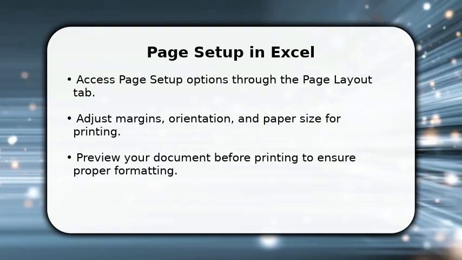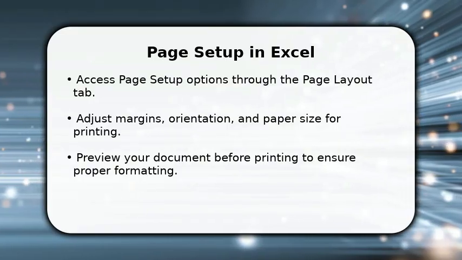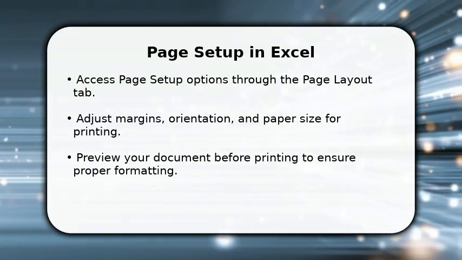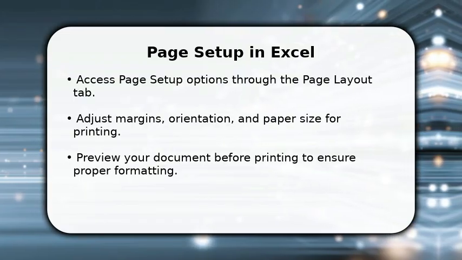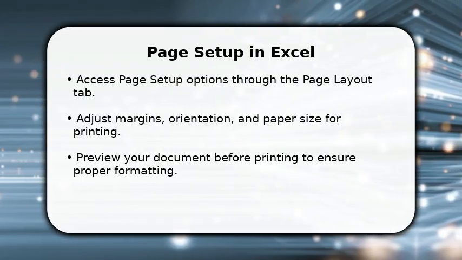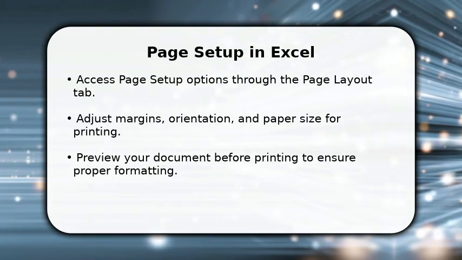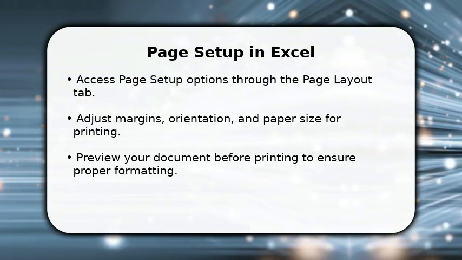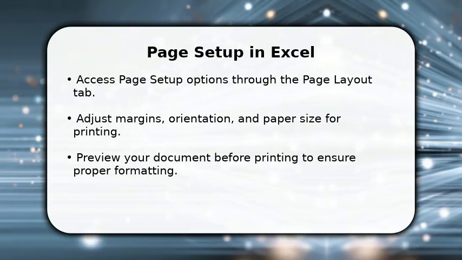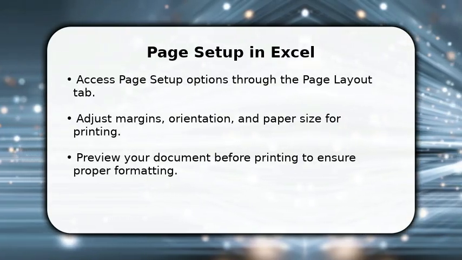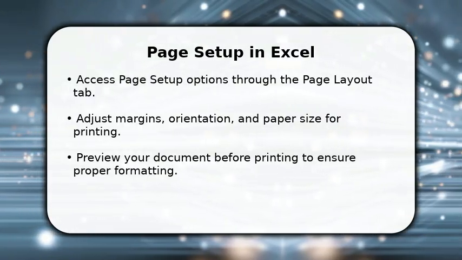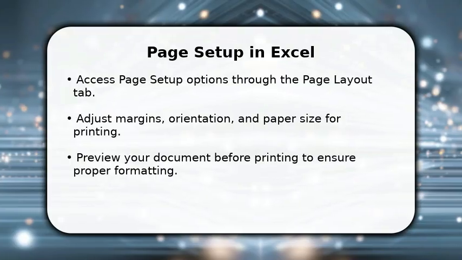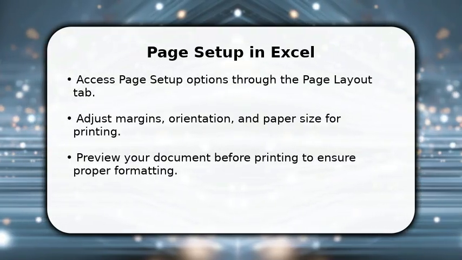In this video, I will explain how to do page setup in Excel. First, navigate to the Page Layout tab on the ribbon to find all the essential page setup tools. This area allows you to control how your spreadsheet will look when printed. You can quickly modify settings like page margins, paper size, and the orientation of your document. Always use the Print Preview feature to check your layout before sending it to the printer.